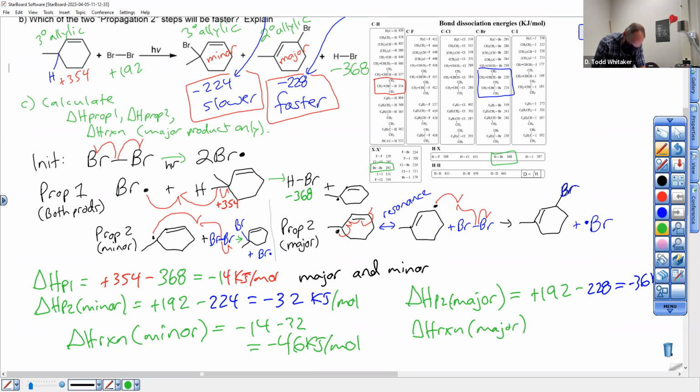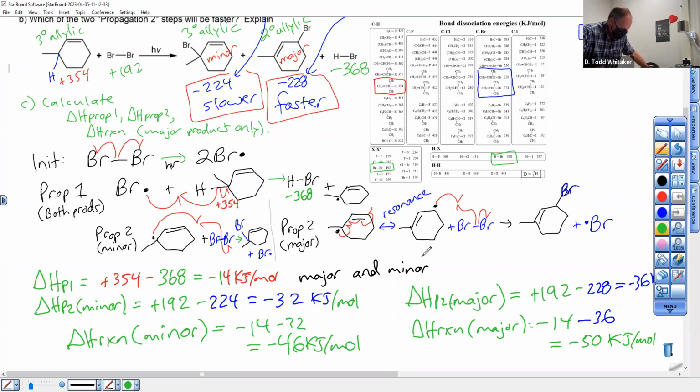Major: same prop 1, negative 14, and different prop 2, negative 36. And that's not in the 40s anymore. Negative 50 kilojoules per mole. And we're about to do some explaining, but I'll let you soak that in first. We're supposed to explain why.